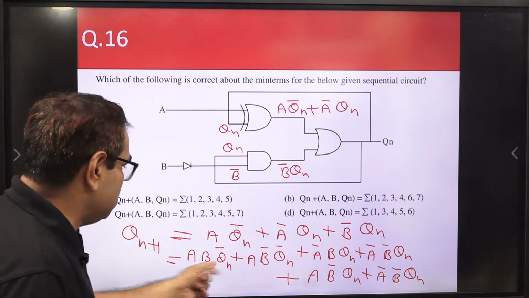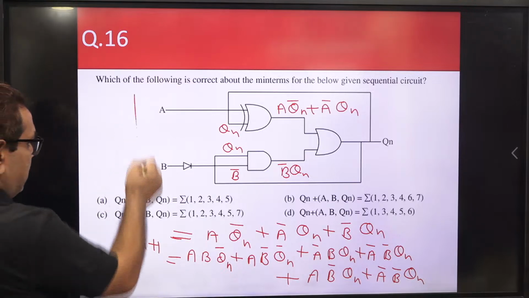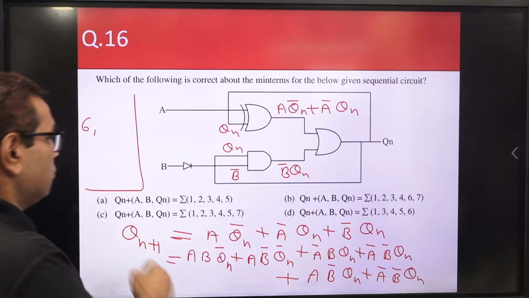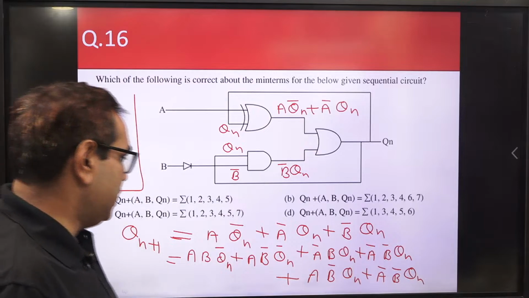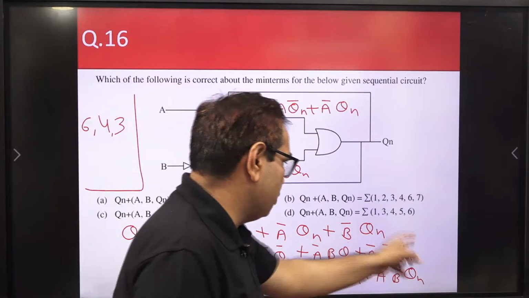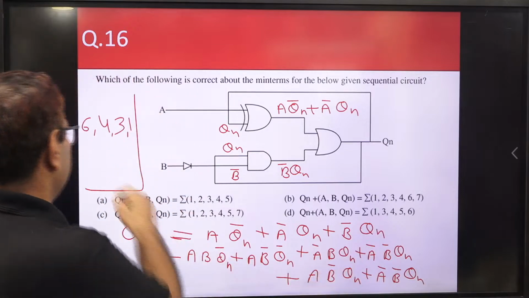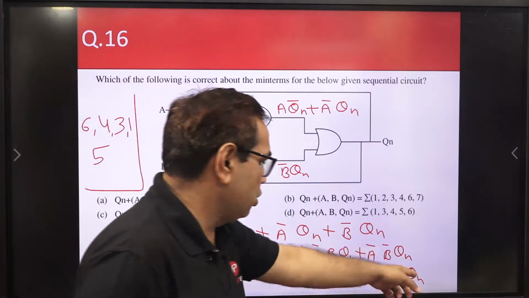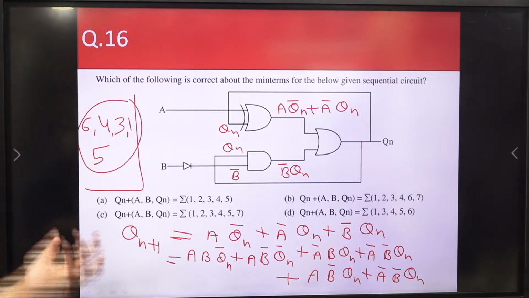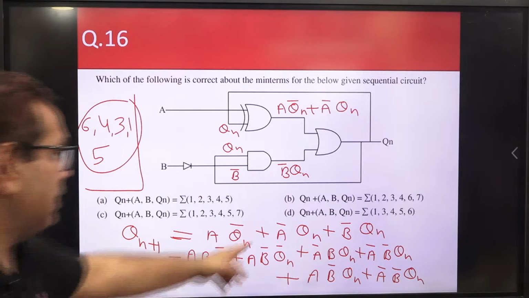So here what we get? 110. In decimal, 110 is what? 6. Then we get 100, so 4. Then 011, so 3. Then 001, so 1. And then 101, so 5. And 001 is already written, 1. So these are the minterms 1, 3, 4, 5, 6. So which option is the right answer? Please tell me. So we can see D is the right answer here. Okay.